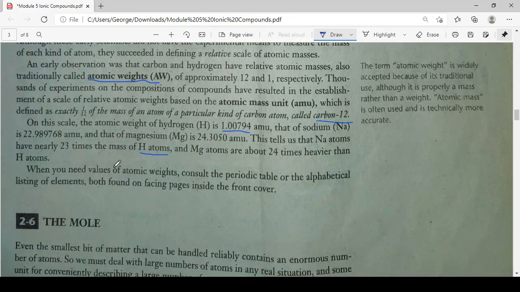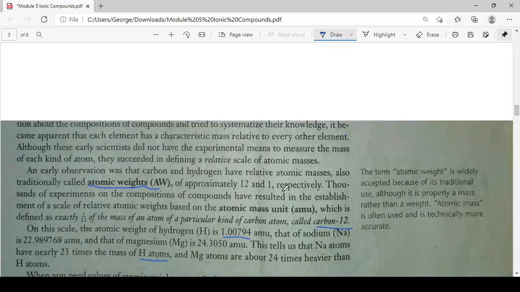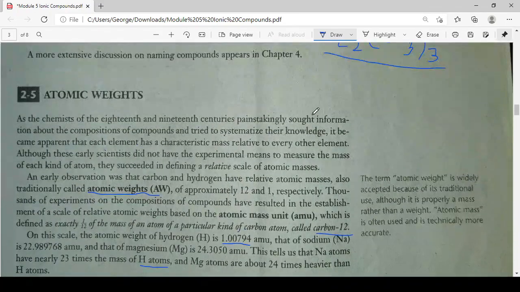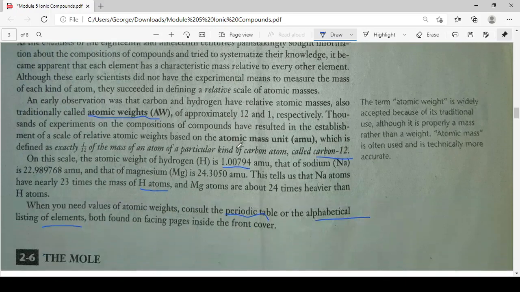So, when you need the values of your atomic weight, you consult your periodic table or the alphabetical listing of the elements, as they will show the atomic weights in atomic mass units of each element, both found on facing pages of your inside cover. Or in simple terms, kids, ihatag ko na yung periodic table sa inyo. Ara naman siya sa atomic mass units nyo and your atomic weights. So, that is your atomic weights, kids. Gamiton ta ang inyong atomic weights and your atomic mass units in solving different kinds of problems along the way.